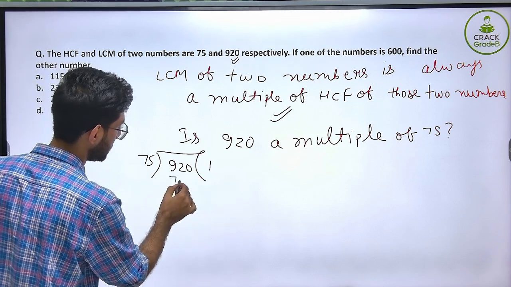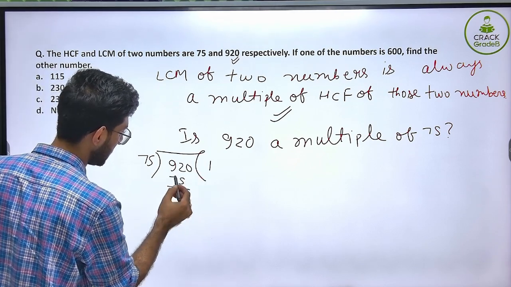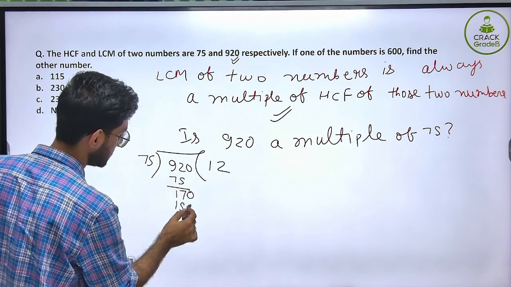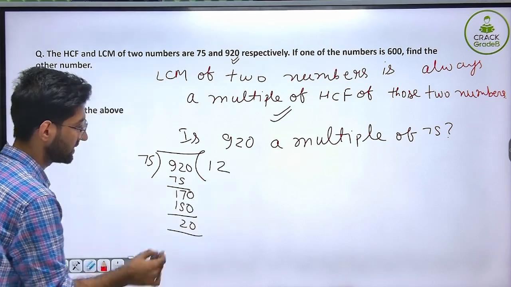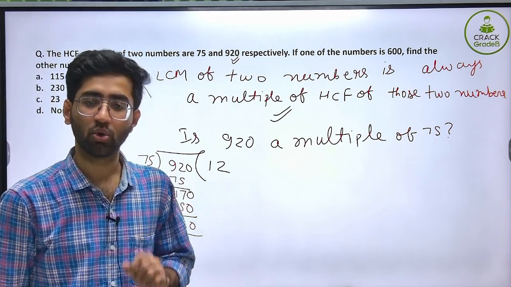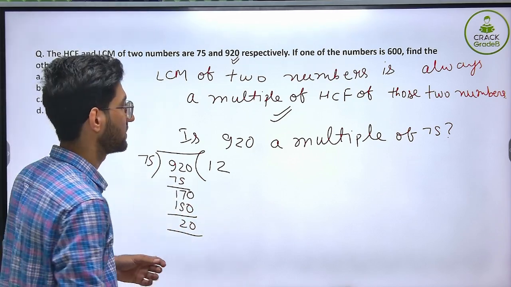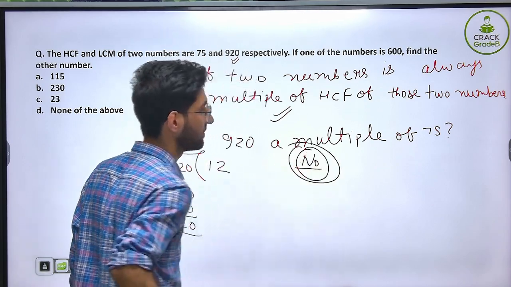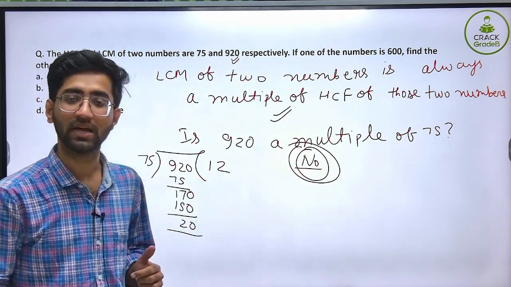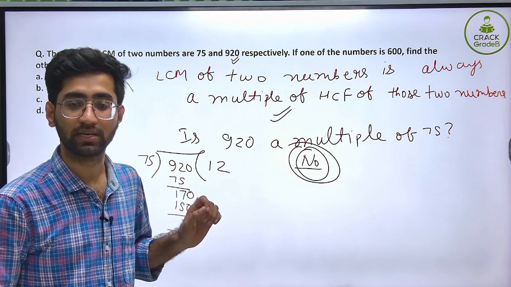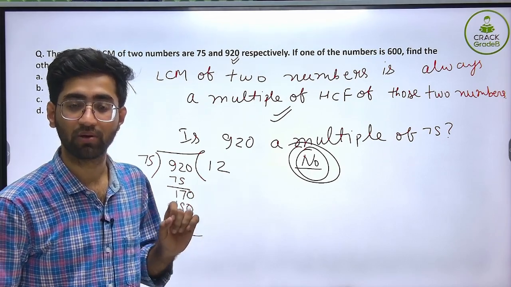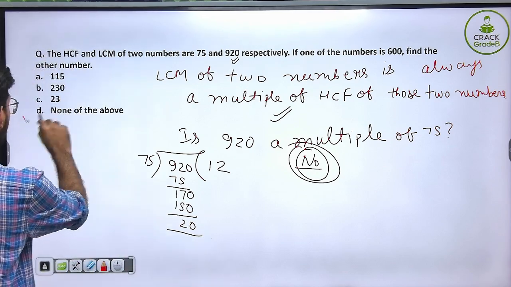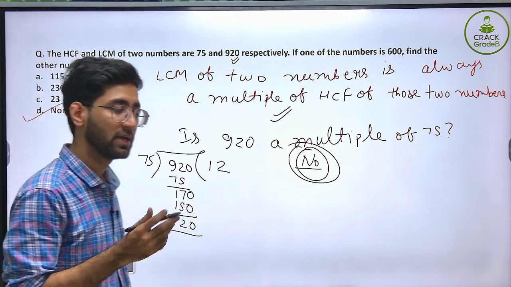So 75 into 1 is 75, then 75 into 2 is 150. See, 920 is not a multiple of 75. What does it mean? It means that you can't apply that property, HCF into LCM equal to first number into second number, right? Means you will have to mark option none of the above as your answer.